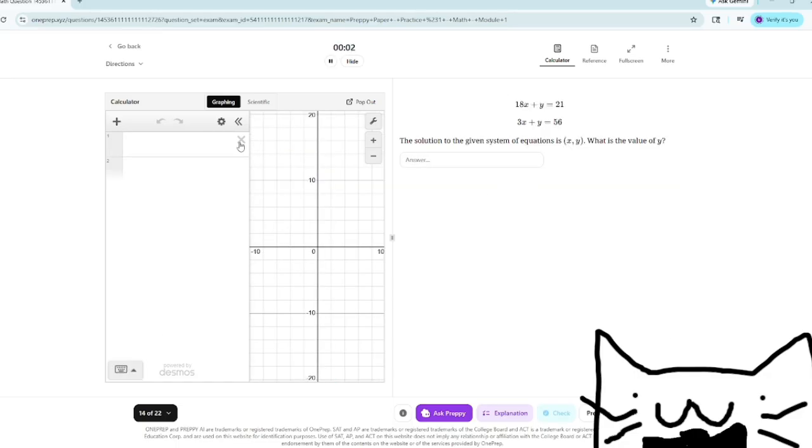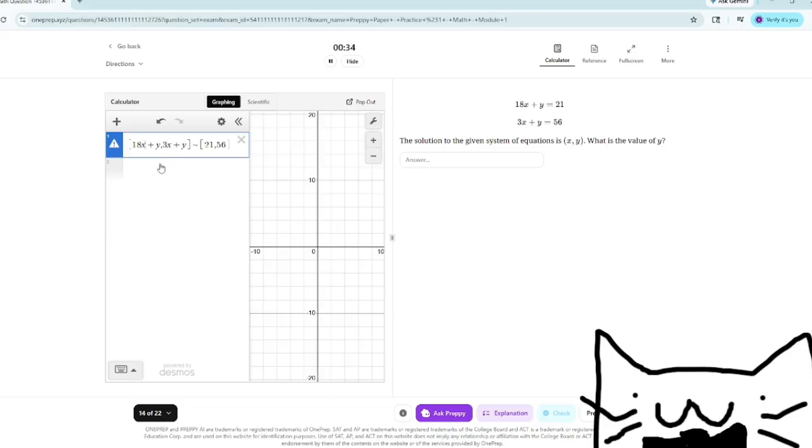Alright, so this, you actually don't have to do anything. You just do 18x plus y. I put the two equations here in closed brackets, I don't know what to call it, I'll definitely tell you guys later. Then I put the regression symbol, and then the bracket, 21, comma 56, and then bracket.